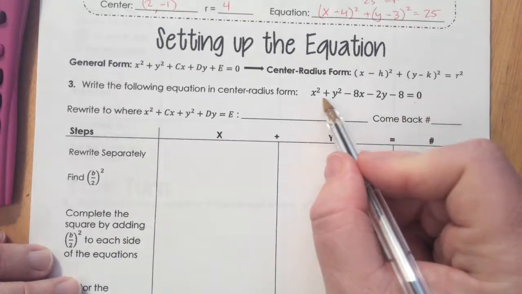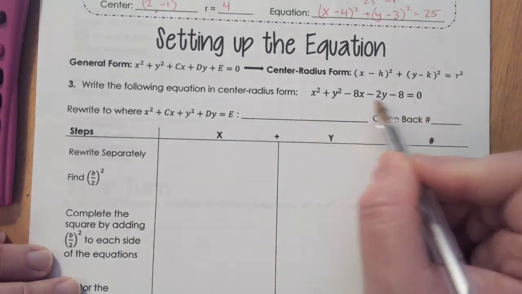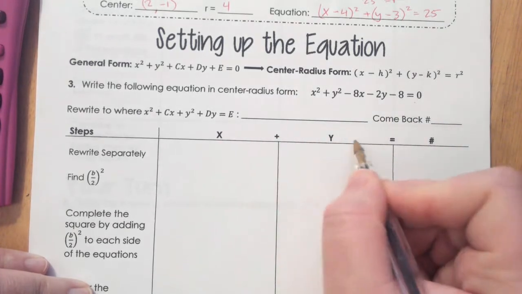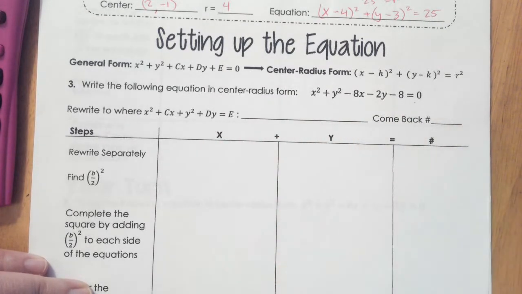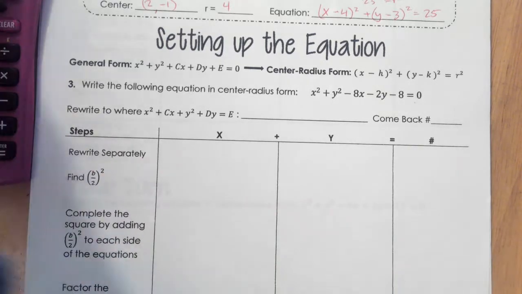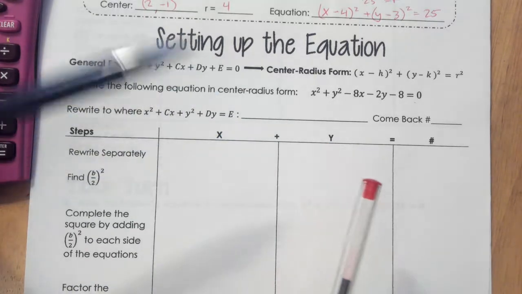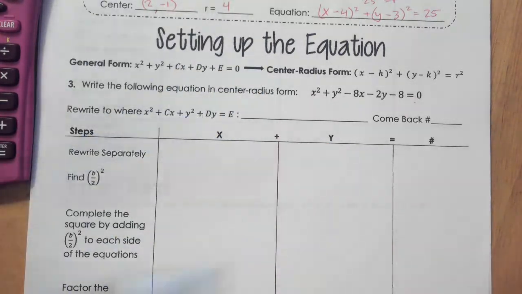You're going to make sure that all the x's are together, all the y's are together, and that the number is on the other side. So the x's plus the y's equals the number. All right, so I'm going to change colors. So maybe you have a pen and a pencil. Maybe you have a black and a red like I do.